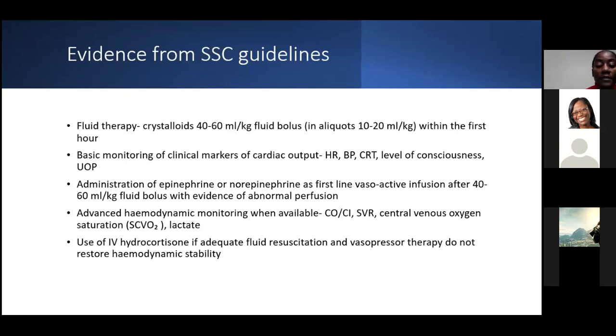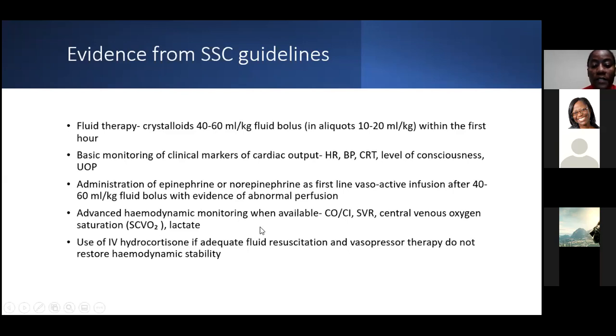And then we have advanced hemodynamic monitoring, which can be used at the bedside if it's available. And these are things that are used mainly in the intensive care unit. But your simple, basic clinical markers like your heart rate, blood pressure, capillary refill, level of consciousness, urine output can be done right from the pediatric emergency. It can be done in the acute room in the general ward.